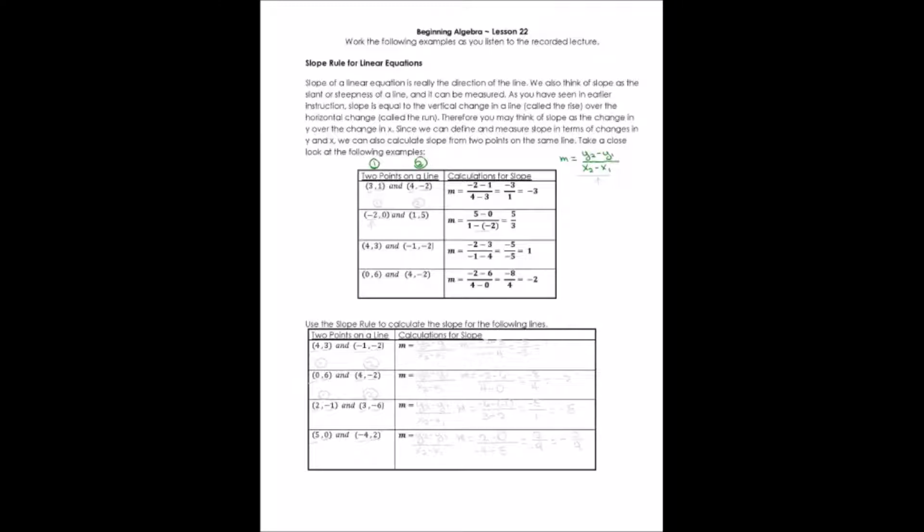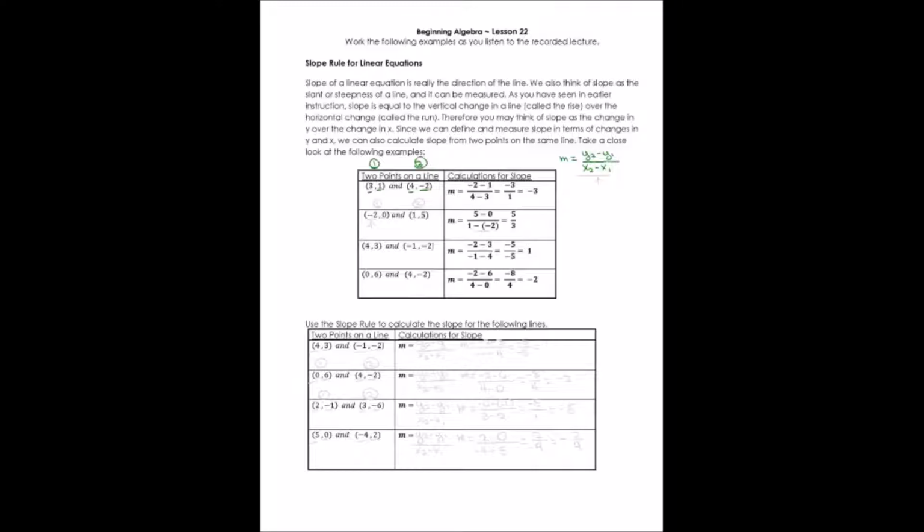The first one, the points (3, 1) and (4, -2), we would say M is equal to y2, which is negative 2. That's the y coordinate of the second point, minus y1, which is a positive 1. So I'll subtract the y coordinate of the first point. And then we put that over x2, which is the x coordinate of the second point, minus x1, which is the x coordinate of the first point.